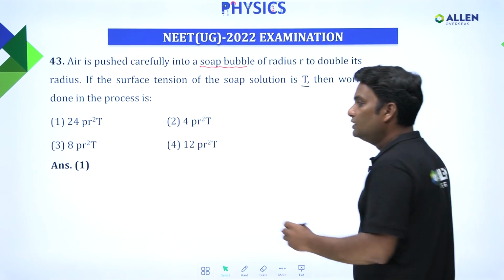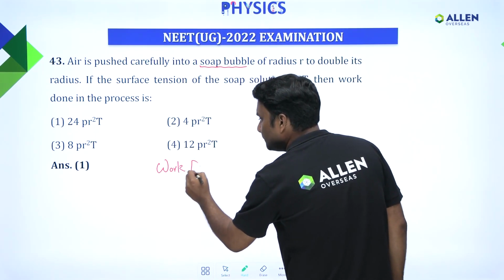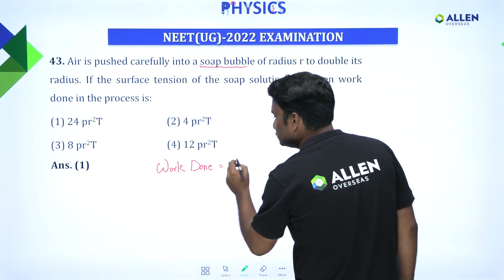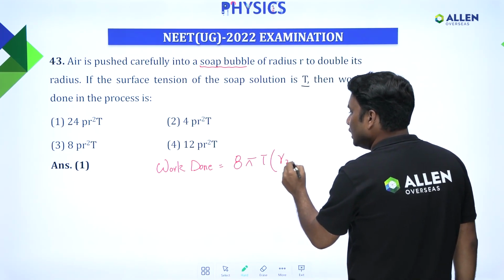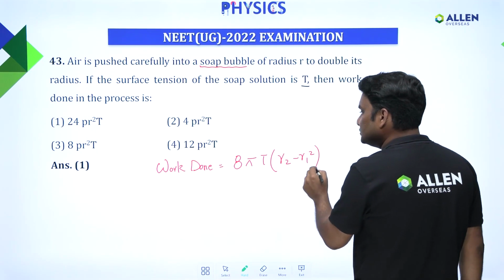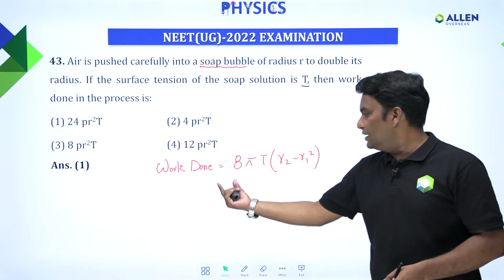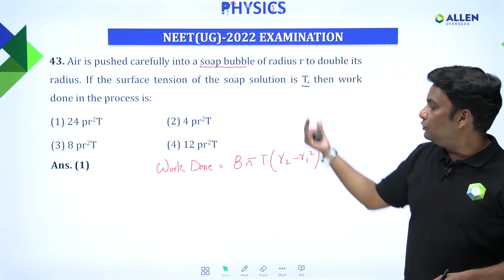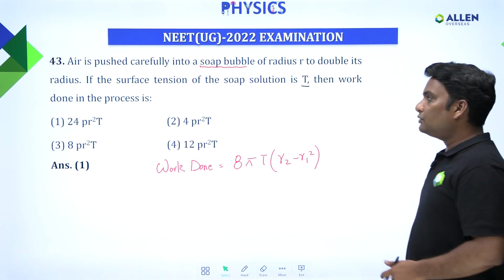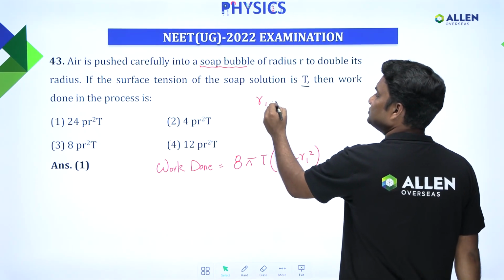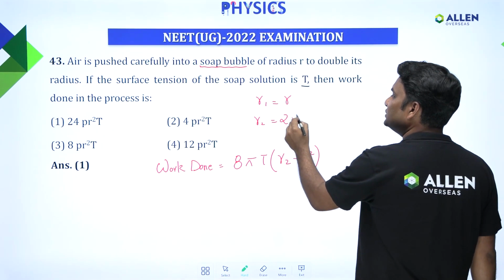So here, the formula is pretty simple. You must know that we can calculate work done with the help of this formula. It is going to be 8 pi T (R2 square minus R1 square). Directly, this is a formula based question. Work done in increasing the radius from r to 2r can be calculated using this formula, right? So here the question says the initial radius given to us is r, and the final radius given to us is 2r.